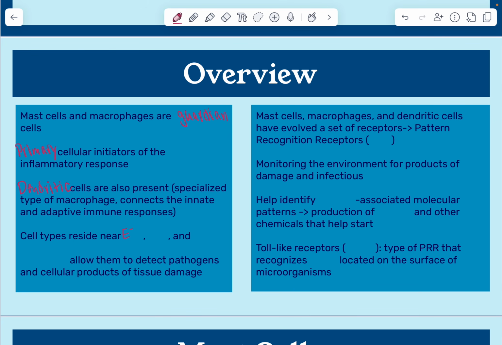These cell types are going to reside near endothelial tissue, blood vessels, as well as the lymphatics. They have receptors on them that allow them to detect pathogens and cellular products of tissue damage. Mast cells, macrophages, and dendritic cells have evolved a set of receptors that are called pattern recognition receptors, and these are going to monitor the environment for products of cell damage as well as infectious microorganisms. They help identify pathogen-associated molecular patterns, and the production of these patterns and other chemicals are going to help start inflammation.